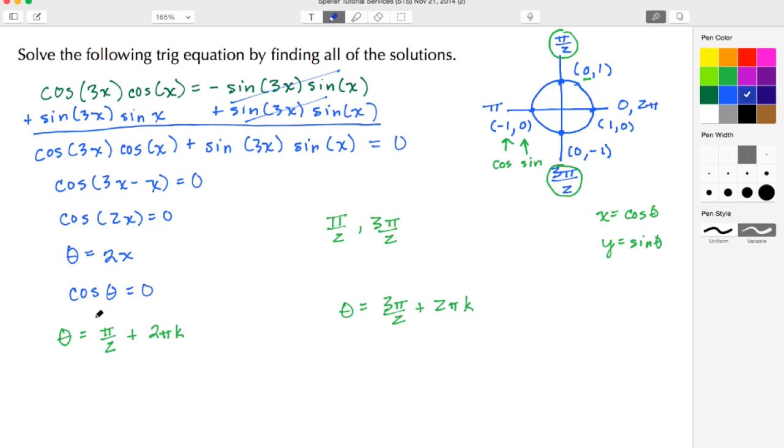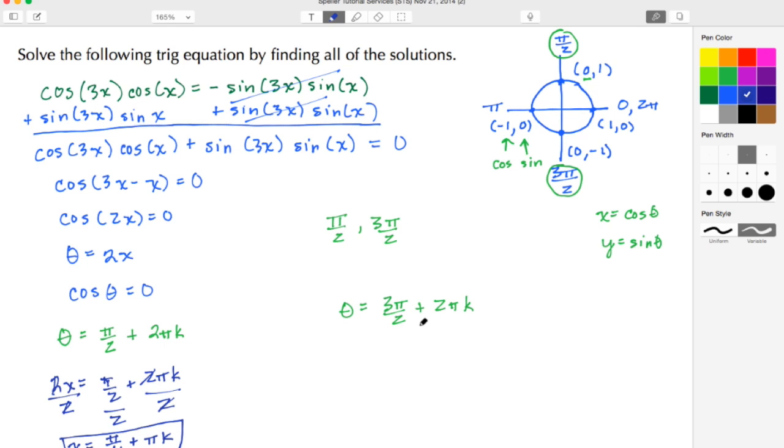Now let's switch colors, and I want to go from theta now back to x. So here we see that theta is equal to 2x, so I have 2x equals pi over 2 plus 2 pi k. I want to get x by itself, so I divide each one of these terms by 2. In doing so, these 2's cancel, and I have x is equal to pi over 4 plus, and again these two 2's cancel, pi k. So this here is one of my solutions.